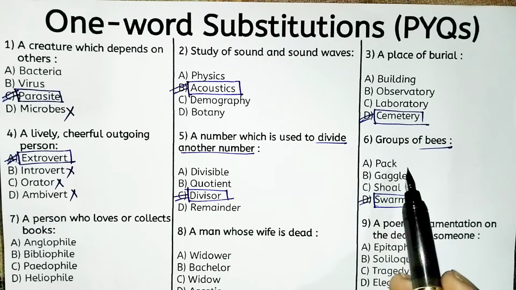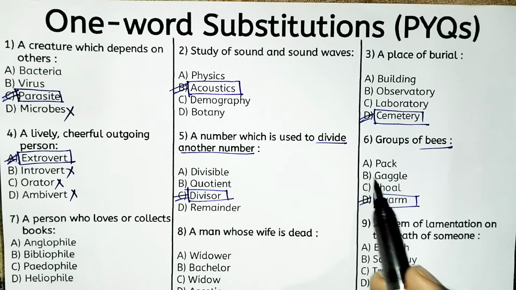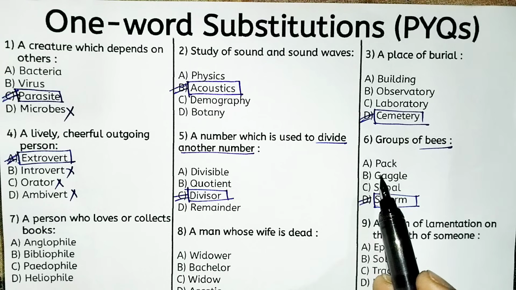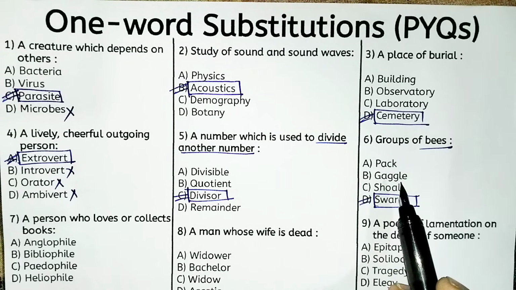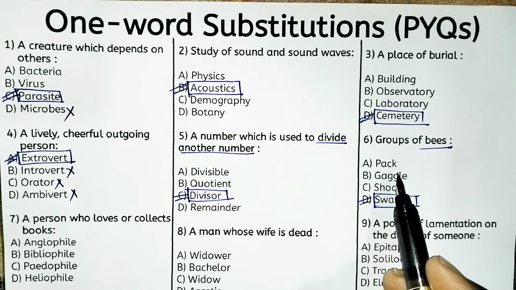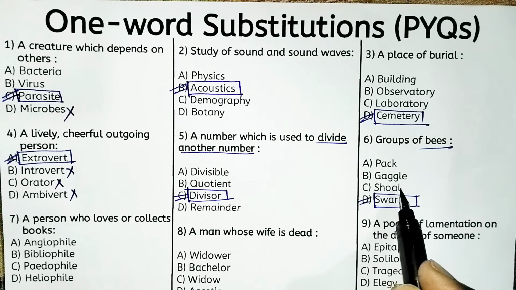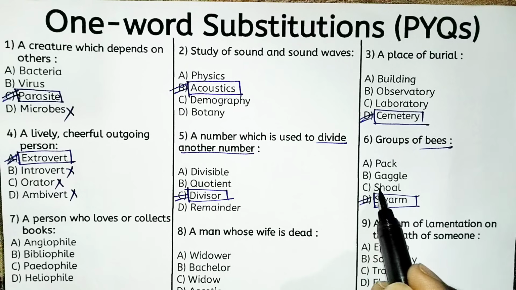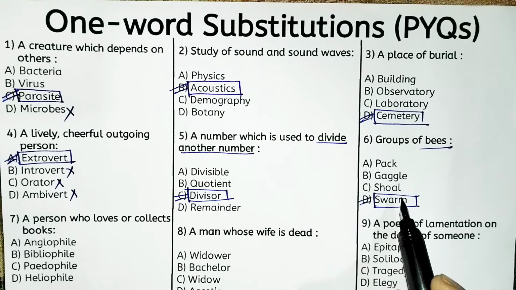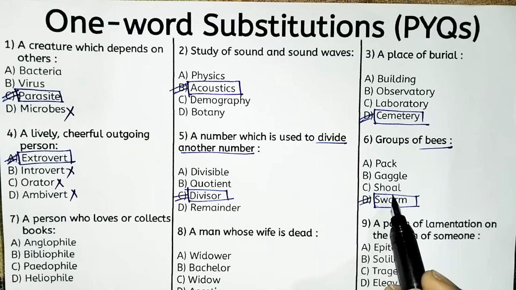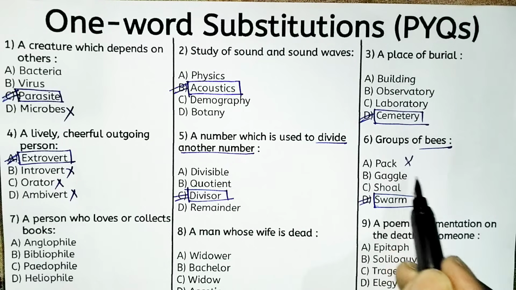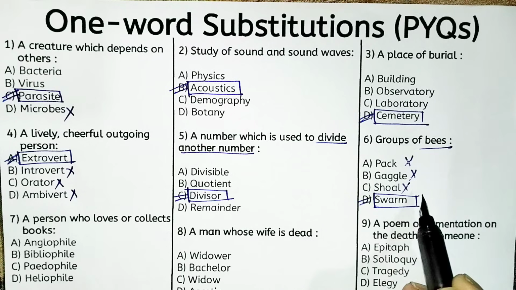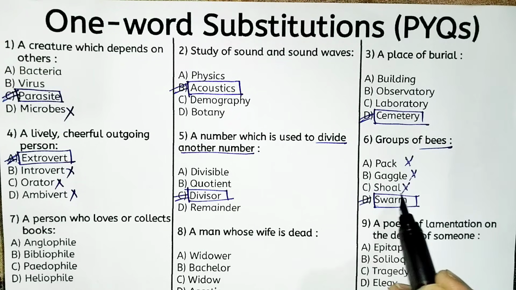So look, what is the meaning of pack? Actually, pack is used for group of dogs, wolves. Okay, and gaggle means a group of geese. That is gaggle. And shoal is used in case of fish. You can say a group of fish, that is shoal. So option A, B, C are not the right options. So the right answer is option D, that is swarm.